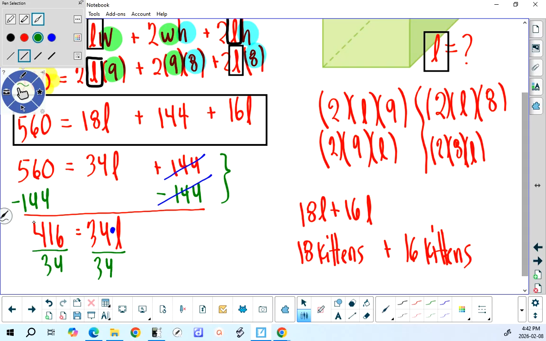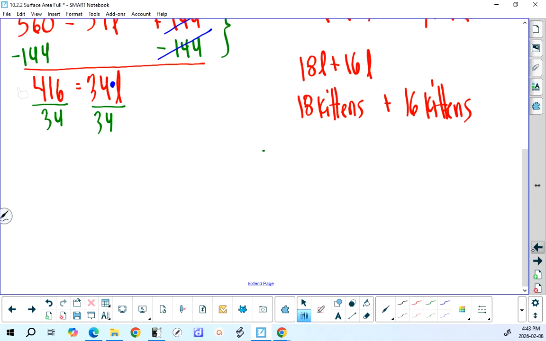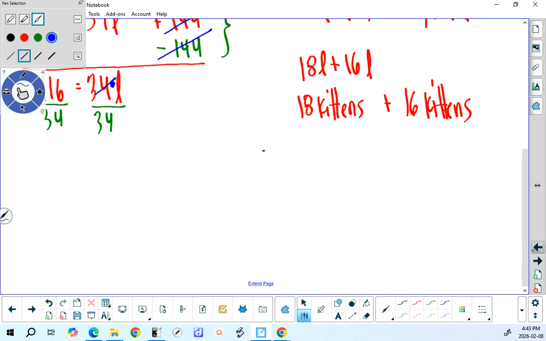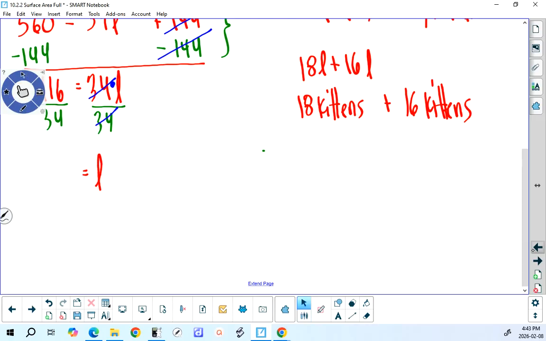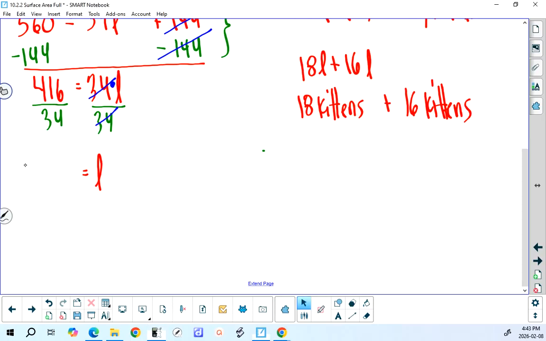And what happens on the right-hand side is these 34s cancel, leaving you with the number 1 times L, which is L. And on the other side, what do we have? Well, we have whatever 416 divided by 34 is. Approximately 12.235.